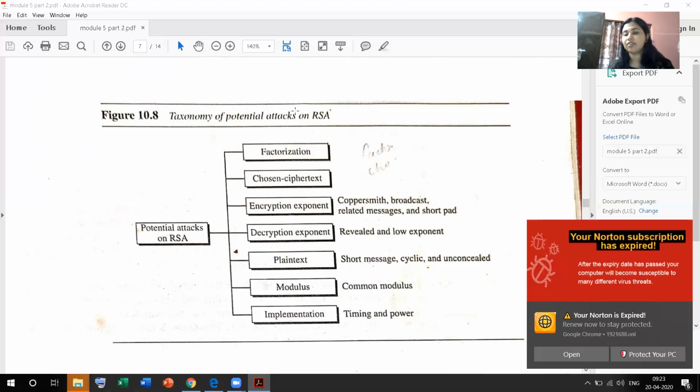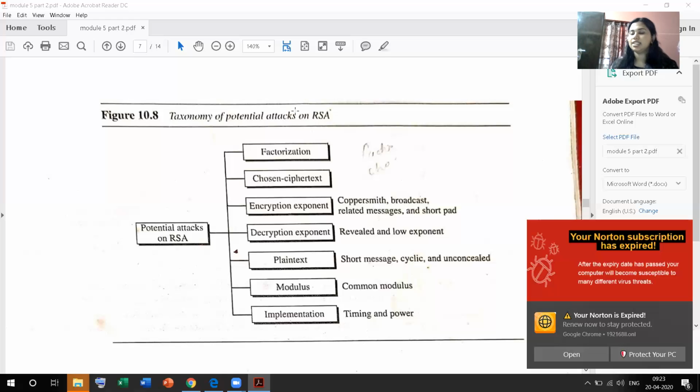In a plain text attack, the attackers can have some knowledge about the plain text. Then they can guess the characteristics of the plain text, and depending upon those characteristics, they can obtain the full plain text.